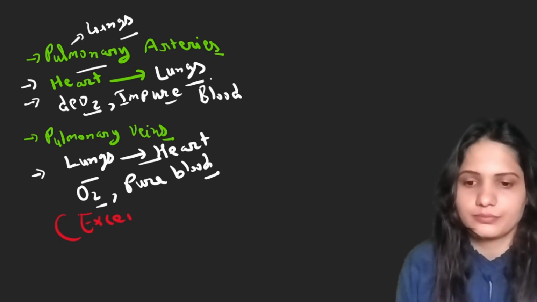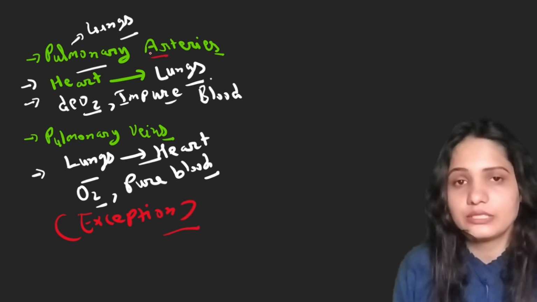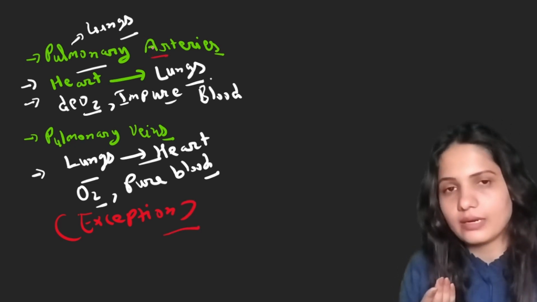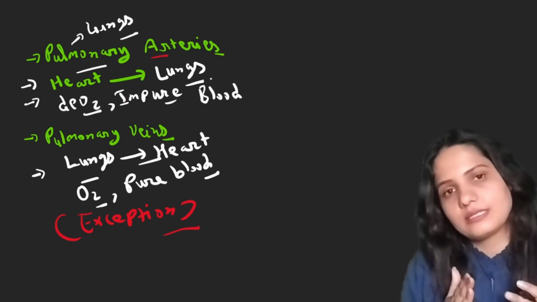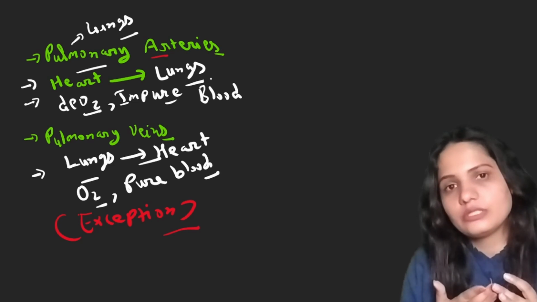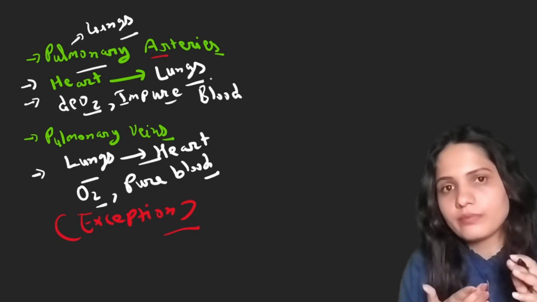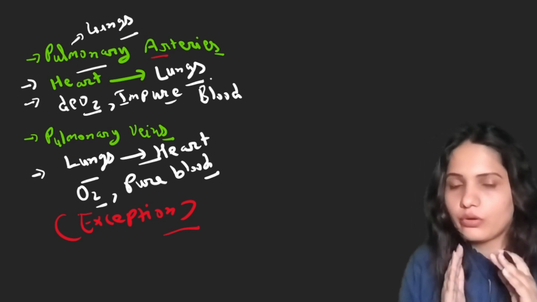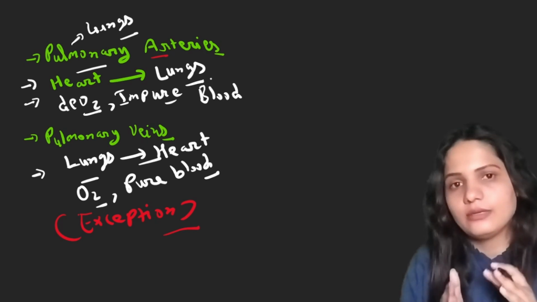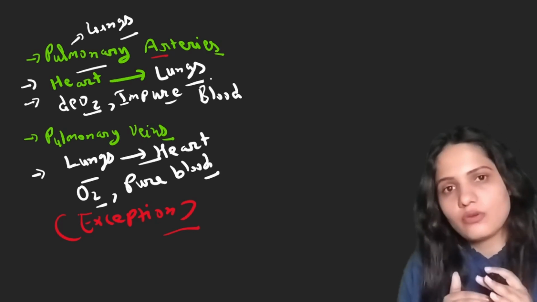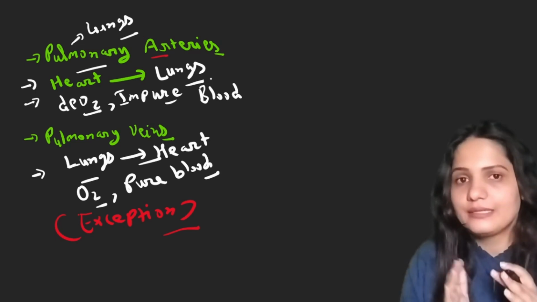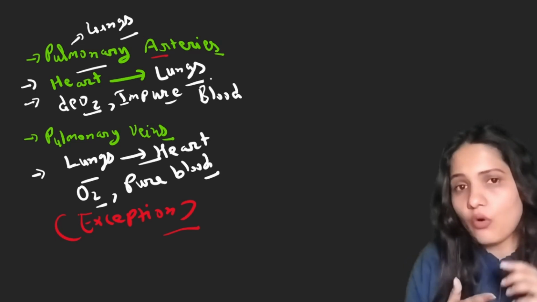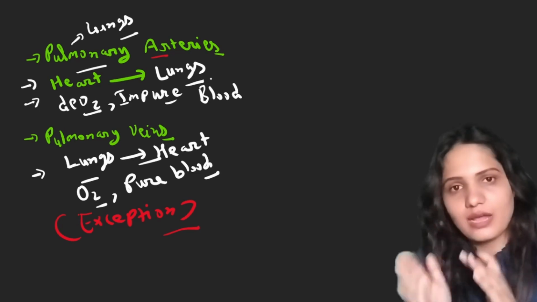Exception. Understood? What is the exception here? Here the pulmonary artery, although it's a type of artery, is carrying deoxygenated blood. Normal arteries, all arteries other than the pulmonary artery, carry pure, oxygenated blood. Except the pulmonary artery, they carry deoxygenated blood. Same in the case of veins. Veins always carry deoxygenated, impure blood, but the pulmonary vein carries oxygenated, pure blood from the lungs to the heart.